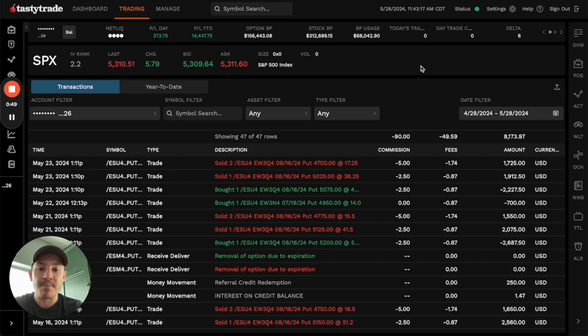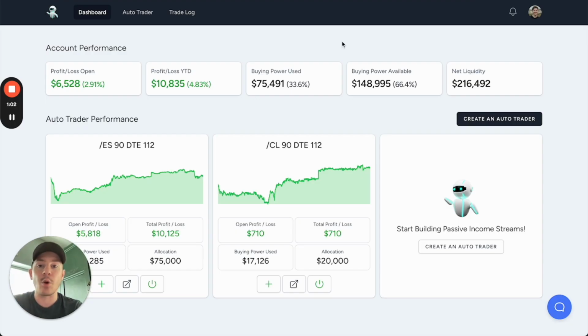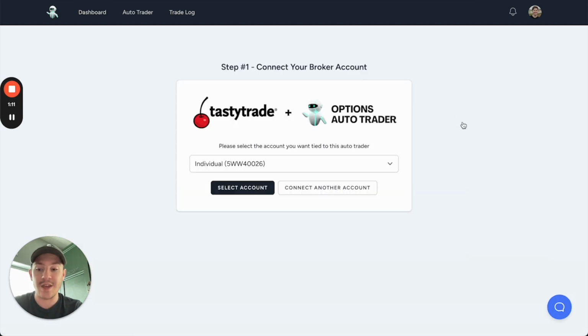First off, here's my Tasty Trade account over the last 1 month. I am exclusively trading 112 trades, and you can see here I made about $8,000 of trading from 112s. Now again, how do we automate the 112 strategy? Well, it's very simple. I built this tool called the Options Auto Trader, and it's very simple to set up even if you don't know coding or you're not tech savvy.